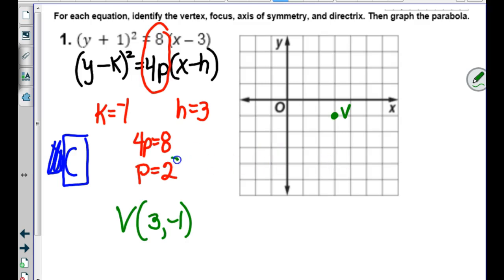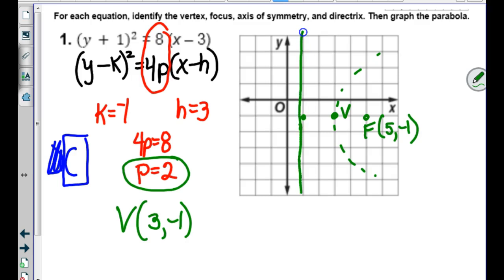Now, what did we decide p was? But we said this one is opening to the right. So 2 units back this way and 2 units in this way should be something. Which one is the focus? Yes, this is the focus because my parabola is going to the right. So the focus is inside here. Can you tell me what the ordered pair would be? Yeah, 5, negative 1.